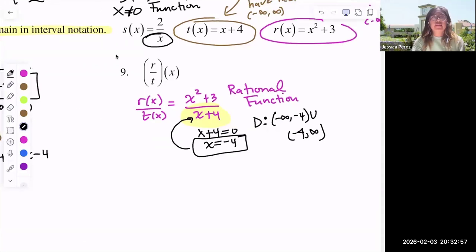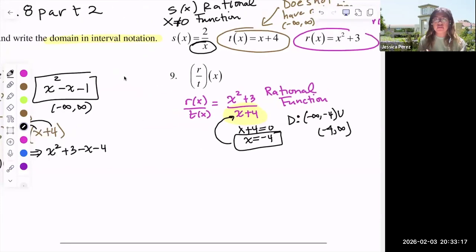And that's because we had to find, okay, what value will make my denominator 0? That value is negative 4. That means that when you're looking for the domain, it can be any value except where it makes that denominator 0. And this is my solution in interval notation.